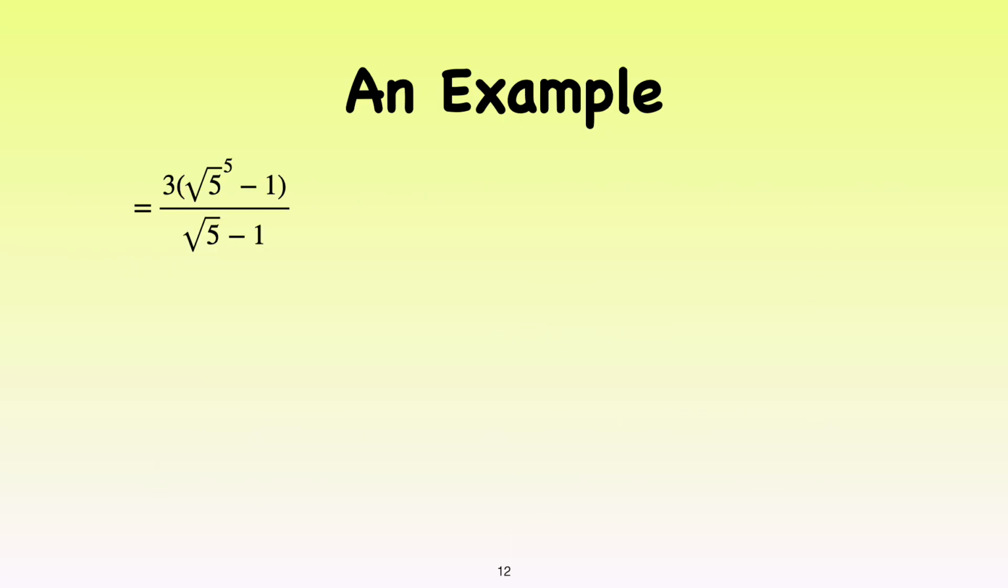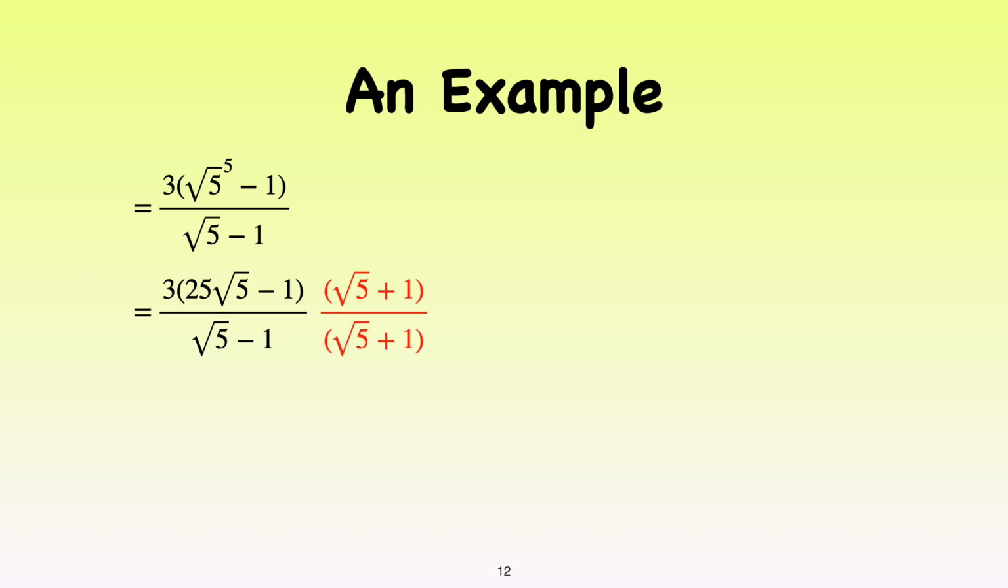We were here, and root 5 raised to the 5th power is 25 root 5. Don't distribute the 3 across the top just yet. Now, do you remember how to clear a radical out of a denominator that contains a sum or a difference? Use a conjugate. Let's FOIL the radical expressions top and bottom.